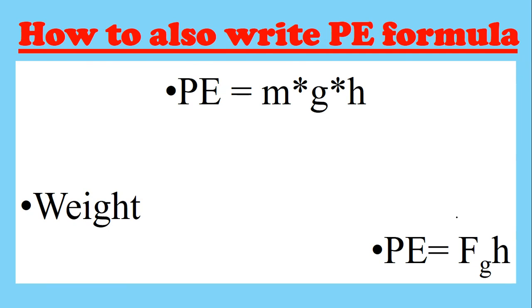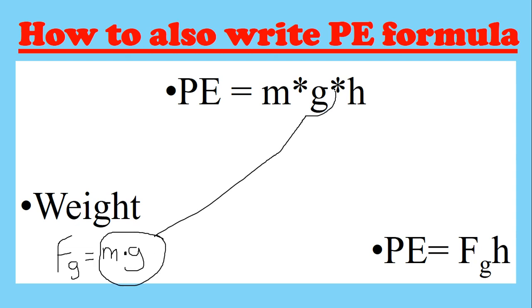Now, potential energy is a little special. So we have potential energy equals mass times gravity times height. But we also have the weight formula. If you don't remember, weight, F sub g, equals mass times gravity. Well, mass times gravity is also in the potential energy formula. So you could write the potential energy formula as potential energy equals weight times height, as long as your weight is in newtons.